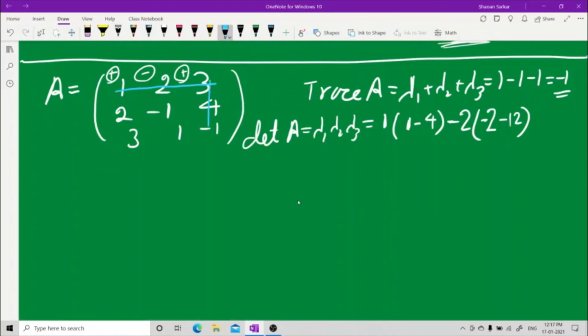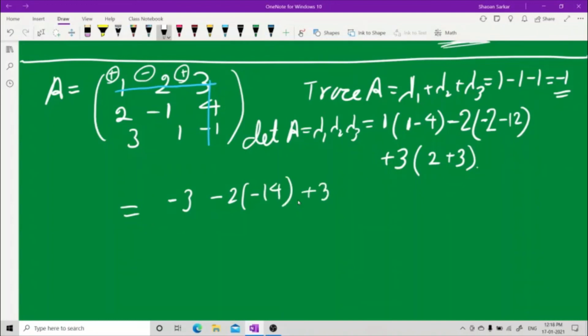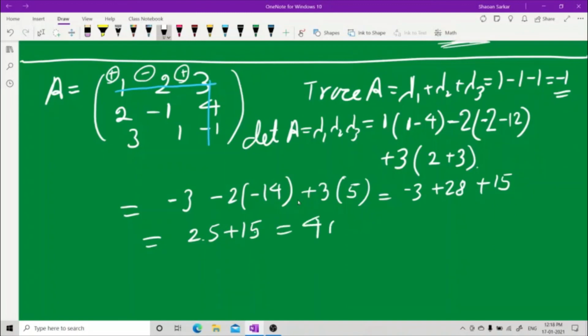Now you will hide this one. Now you will have plus 3, you will have plus 3, and then you have 2 plus 3. Now you see what you get. Solve it. This is minus 3, minus 2 into minus 14, plus 3 into 5. So you get minus 3 plus 28 plus 15. That is equal to 25 plus 15. 25 plus 5 is 30, and this is 40. You get 40 is the determinant. 40 is the determinant. Now let us find A11.